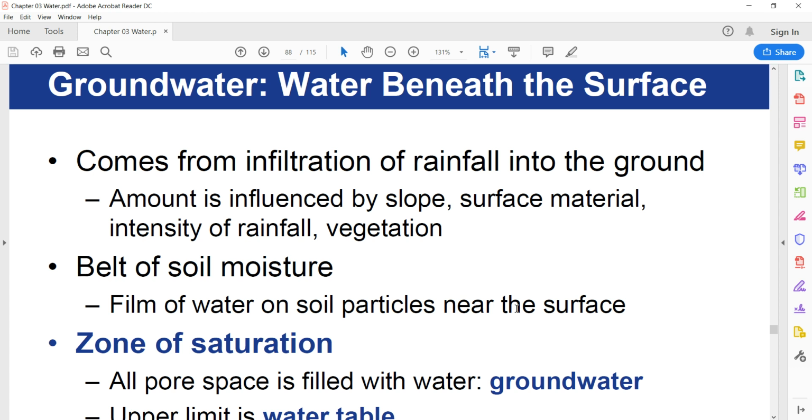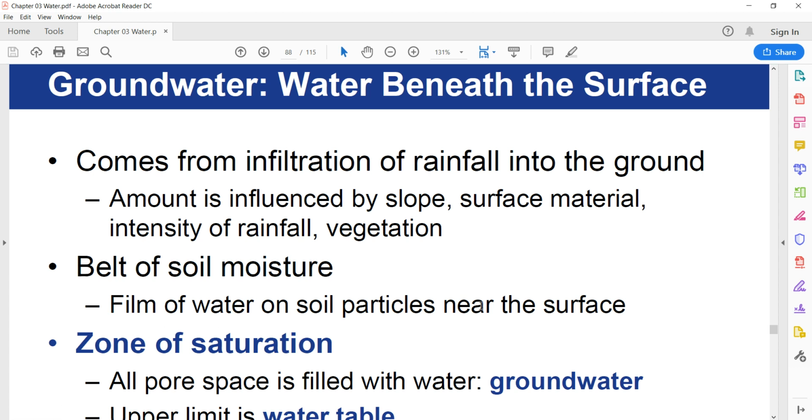which is the permeability, if the surface is paved or not, intensity of rainfall, how much rain occurred, for how long it occurred, and then vegetation. So these are the four factors that control the quantity of groundwater, or the water which is absorbed into the ground after a rainfall event.